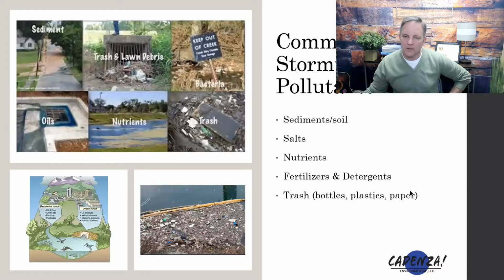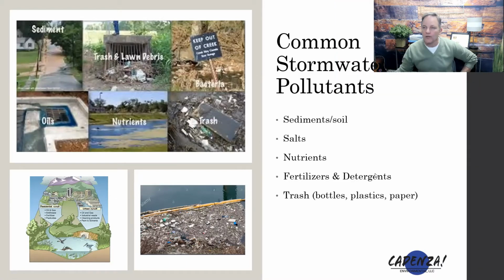Before we get into what's in the plans, I want to cover a few of the basics about what common stormwater pollutants there are. There's sediments and soils that get into it that can contaminate and cause problems in rivers and lakes and streams, salts, nutrients, fertilizers and detergents, even trash, bottles, plastics, paper, other kinds of materials that can get into our waterways. These come from stormwater pollutants, and not only at facilities but all over the place. So these are some of the examples that I'm sure you've seen.